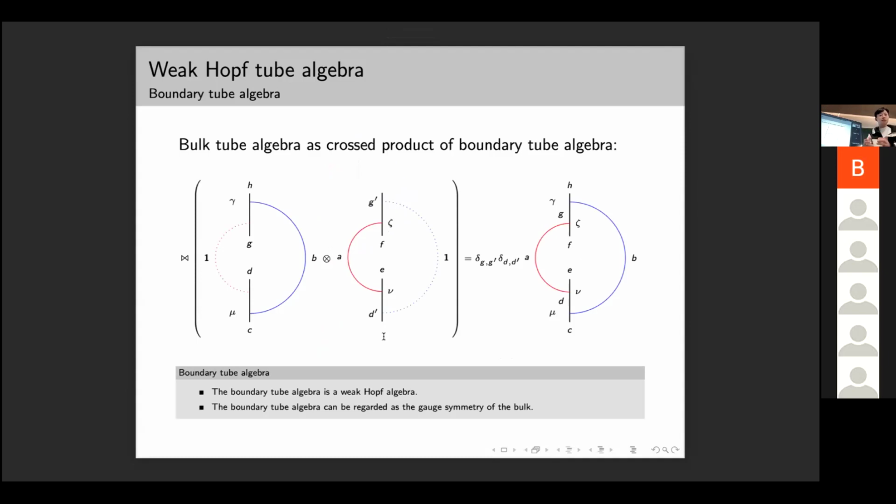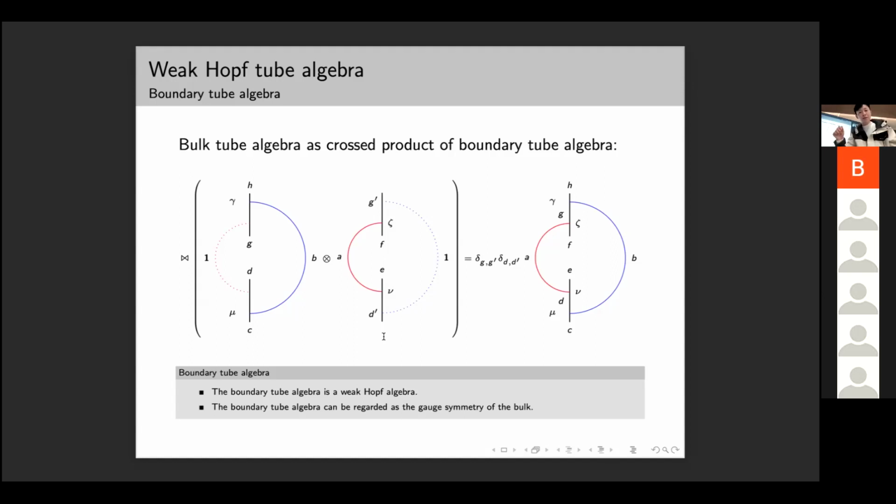So in some sense, it means that we have a boundary tube algebra, and we do some cross product with this boundary tube algebra. We obtain a bulk tube algebra. The representation category of this bulk tube algebra should be a unitary modular category. So there is some quasi-triangular structure, but we are still working on this. So the basic observation is that the boundary tube algebra is just a weak Hopf algebra. It does not have a quasi-triangular structure.